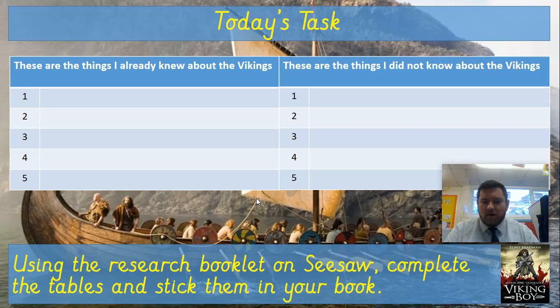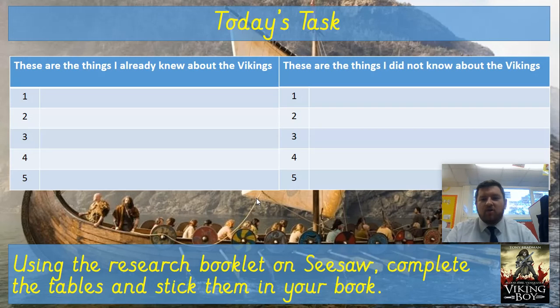If you don't know 8 things, that's okay. But I want you to have a go. Don't be scared of putting down things that might possibly be wrong. Any ideas you've got about the Vikings, write them down. Who knows, they could also be right. And you'll be able to check whether they were right or wrong as we go through our topic.